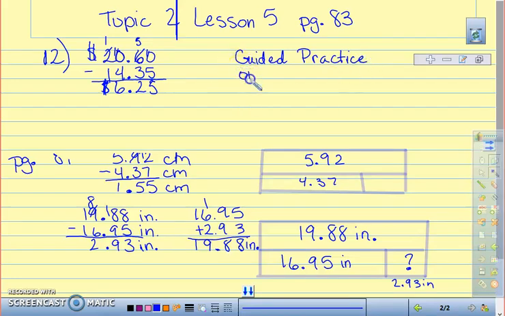Okay, so your homework for tonight is the guided practice on page 85, and you need to do numbers 1 through 10. Good luck. It looks like a lot, but it shouldn't take you long. If you are struggling with subtraction of decimals or just subtraction in general, try to do these questions and then make sure you come and work with me tomorrow. Good luck, and I'll talk to you tomorrow.